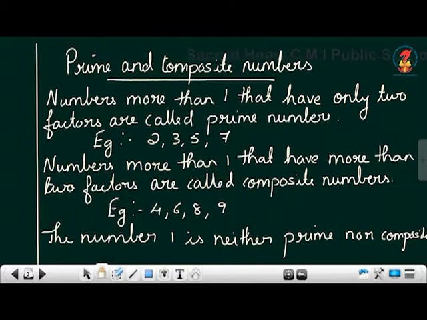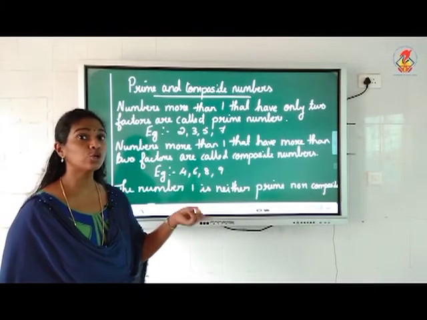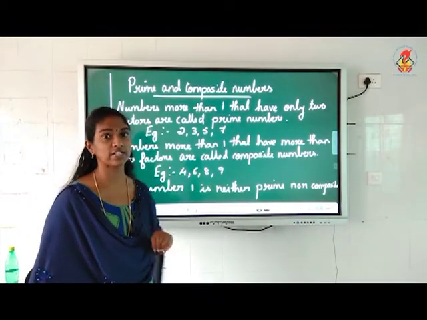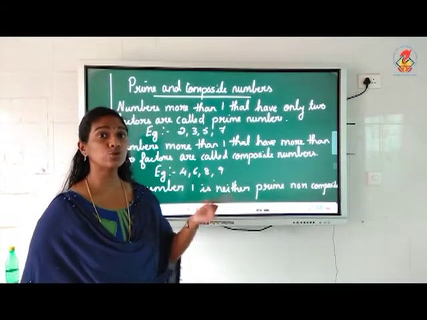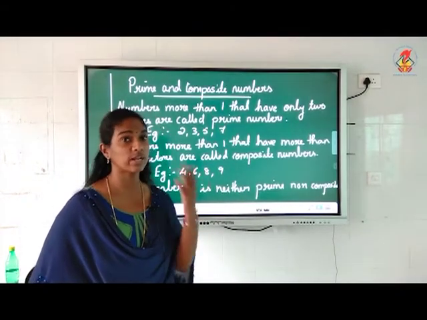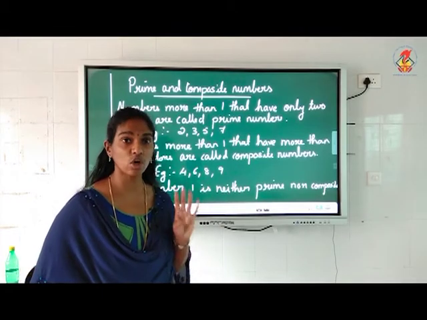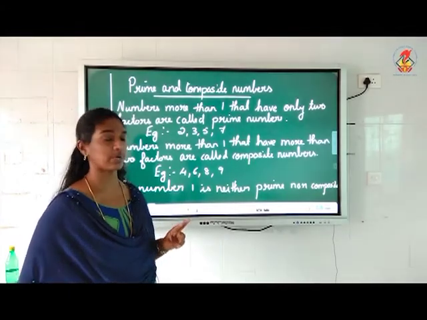Example 4. Then 6. What are the factors of 6? 1 into 6 is 6. 2 into 3 is 6. So 1, 2, 3 and 6. There are 4 factors for 6. 8. 1 into 8 is 8. 2 into 4 is 8. Yes. So there are more than 2 factors. Those numbers with more than 2 factors are called composite numbers. Only 2 factors, those numbers are called prime numbers.